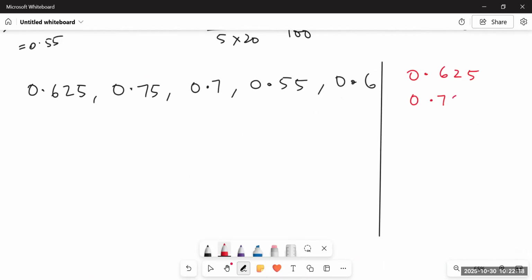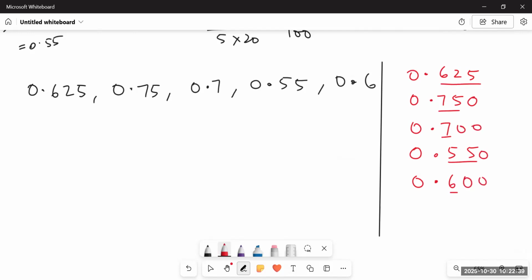We cannot compare them until and unless their number of digits after the decimal are the same. So to make their decimal places similar, we just have to add zeros. Here we have 3 decimal places, 2, 1, 2, 1. So what are we supposed to do? We'll add 1 zero over here to make it 3 decimal places. 2 zeros here, 1 zero here, and 2 zeros here. Now these are all like decimals, so we can easily compare them.